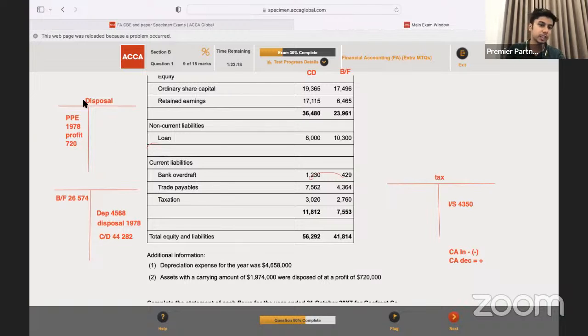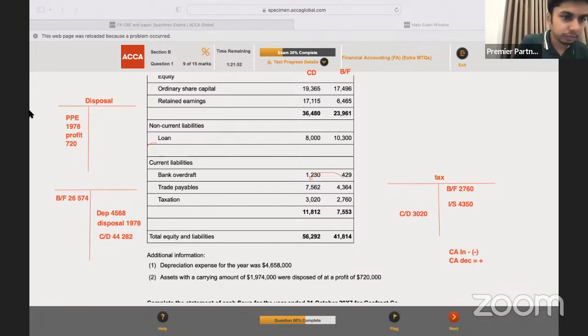Last one, guys, taxation. Guys, remember, tax is a liability. Because it's a liability and we have a tax account, brought forward will come to the credit side, 2760. Carried down will come to the debit side, 3020. Okay. So you open the tax account, brought forward will come to the credit side, carried down will come to the debit side. That's it.